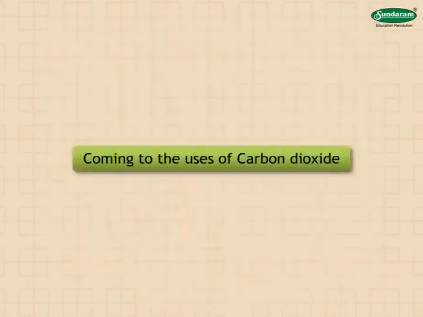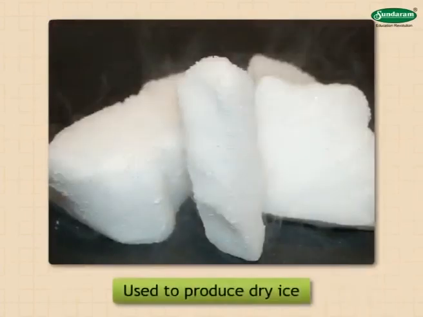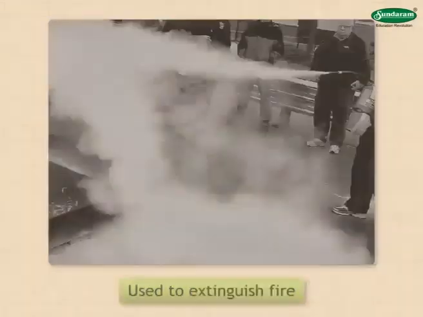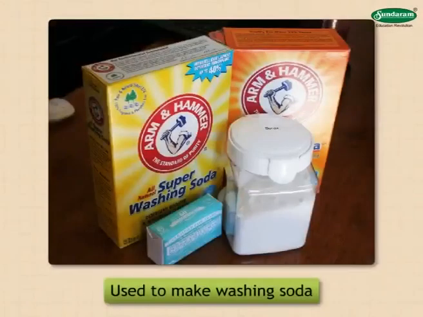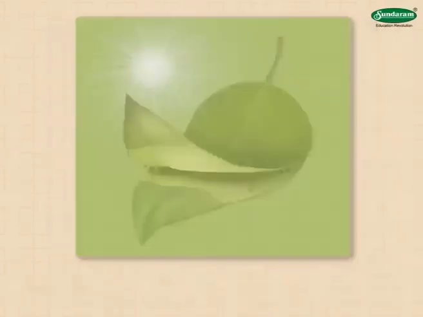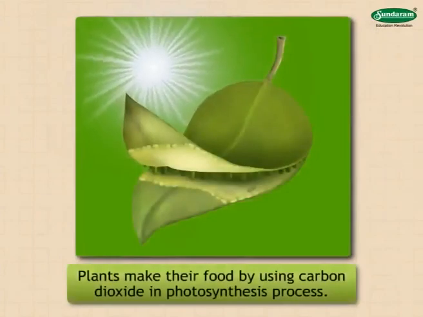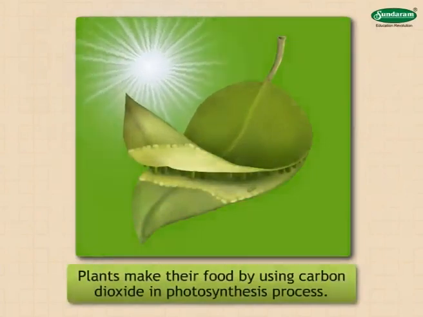Coming to the uses of carbon dioxide. Carbon dioxide is used to produce aerated cold beverages. It is used to produce dry ice. It is used to extinguish fire. It is used to make washing soda. It is used to produce sodium bicarbonate, that is, baking soda. Plants make their own food by using carbon dioxide in photosynthesis process.